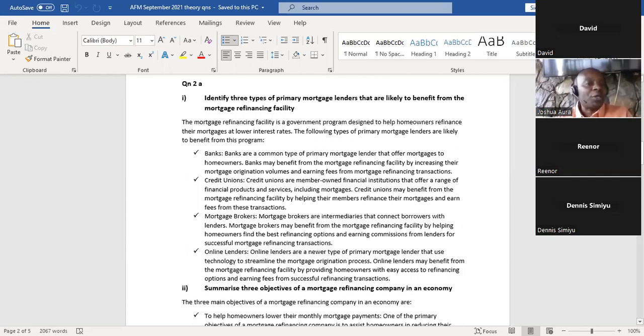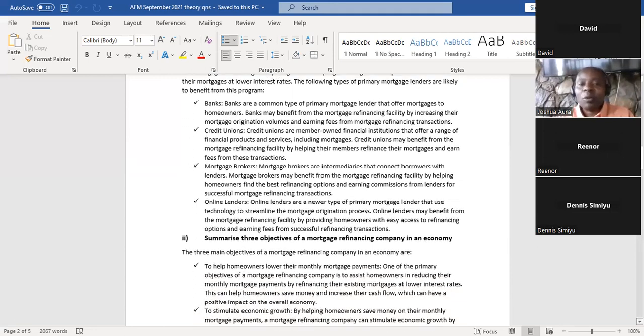Then we have credit unions, same concept. We have mortgage brokers, people who are brokering mortgages. Here, of course, in the origination, we have many people coming in. Online lenders, every lender will be able to benefit. So please, this document will be given to you and you should be able to read it.